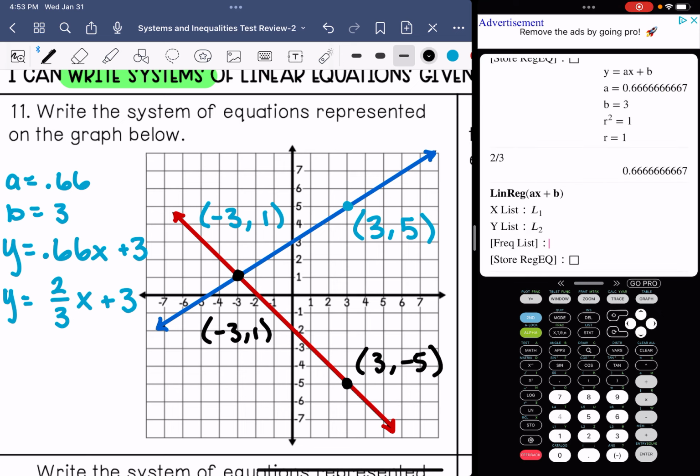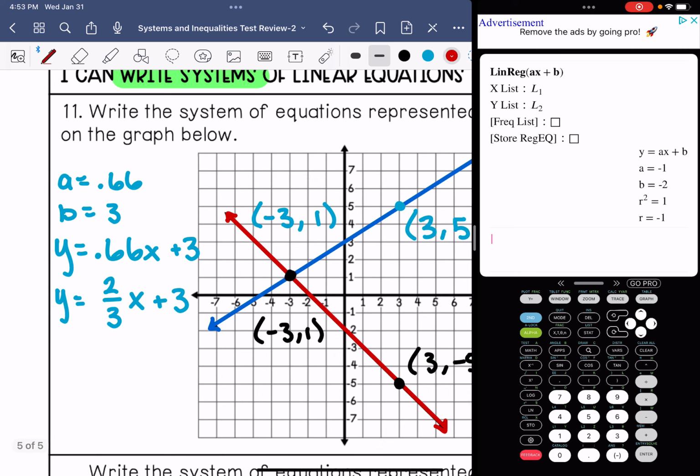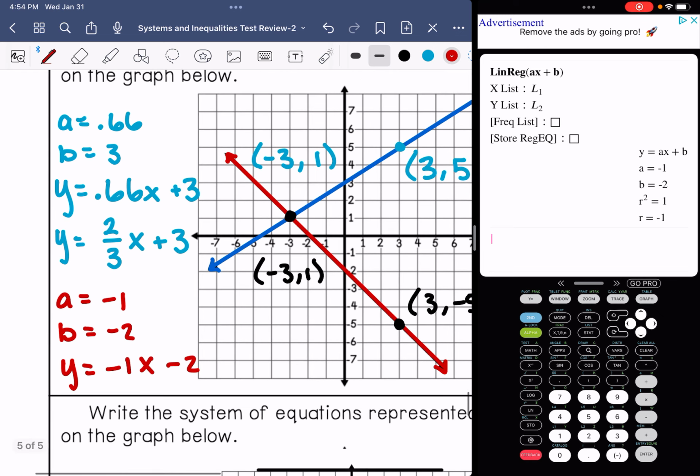Stat calc 4. And there's my equation. This one says A equals -1, B equals -2. So Y equals -1x minus 2. And since it's just -1x, the answer you would see would not say -1x. It would say y equals -x minus 2, but it is the exact same thing.